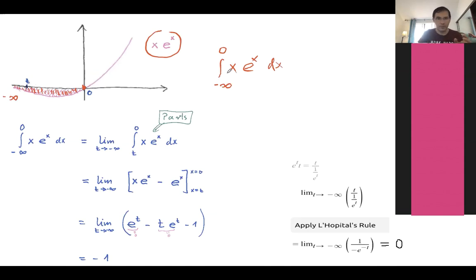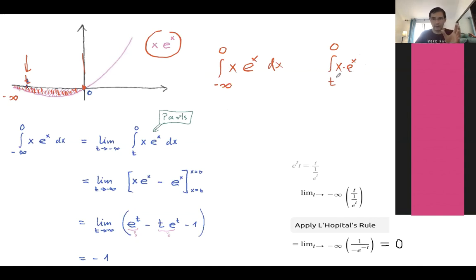So how do we compute this limit? We take some parameter t, which is less than 0. And then we look at this integral from t, so from this point, up to 0, from this point t up to 0 of exactly the same function, x times the exponential of x. This is a proper definite integral, use the fundamental theorem.